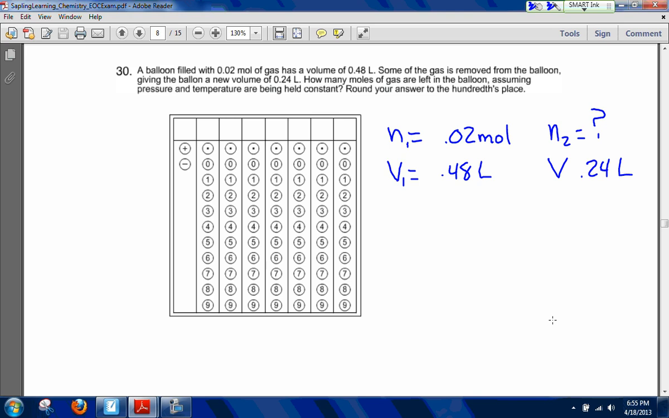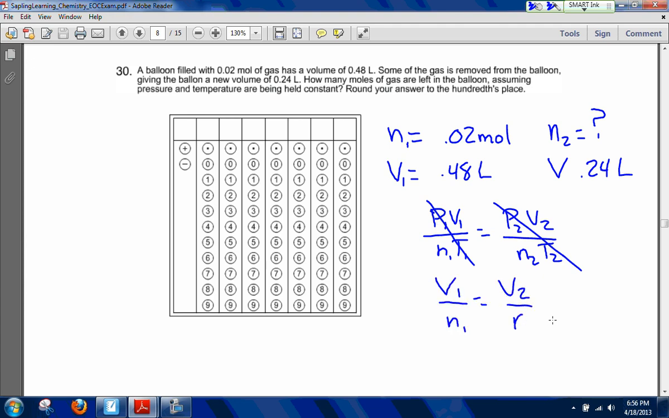So I got to figure out what equation I'm going to use. Which one has volume and the number of moles in it? I go to my formula chart, I look for the only thing that has initial moles, initial volume, final moles, and it's going to be what we know as the combined gas law. It's P1 V1 over N1 T1 is equal to P2 V2 over N2 T2. Okay. It says that pressure and temperature are held constant. That means pressure and temperature fall right out of the equation, and it goes down to V1 over N1 is equal to V2 over N2.